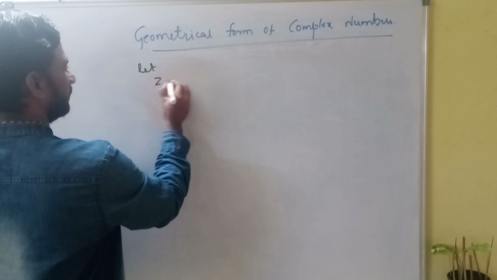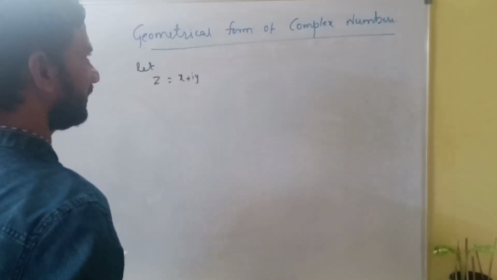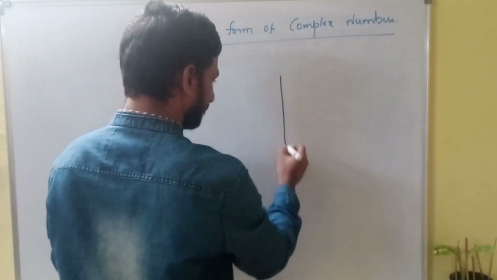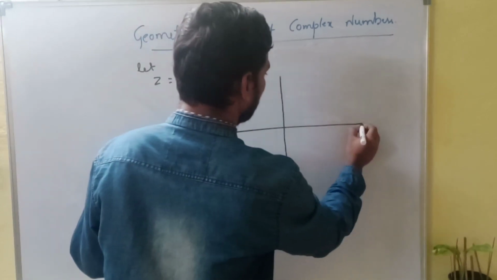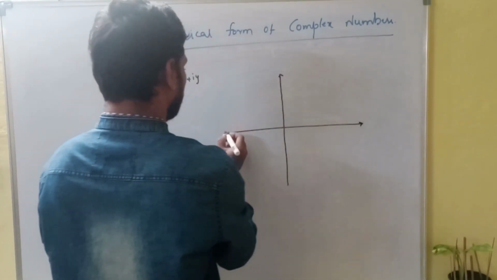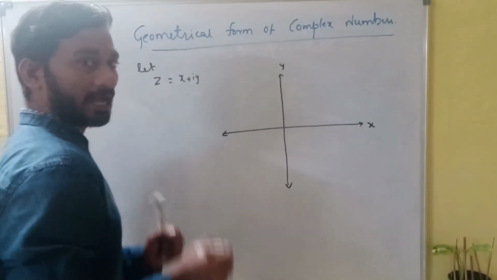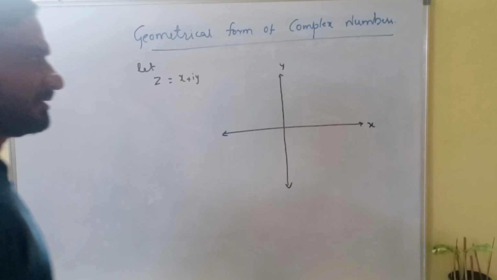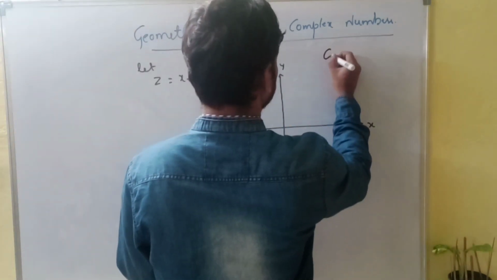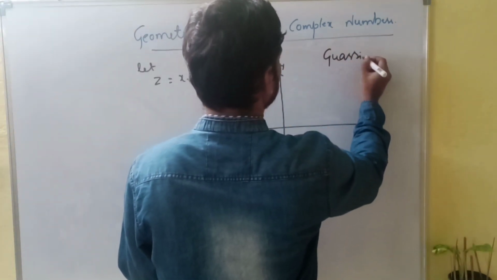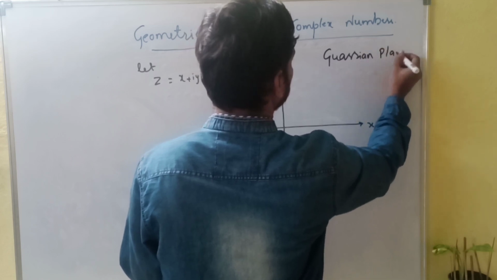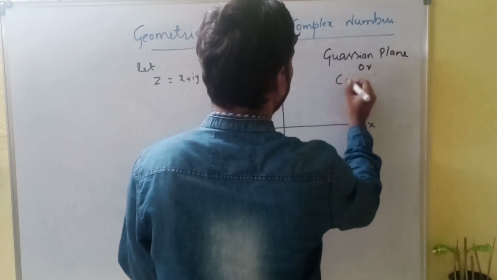As we know, let's z is equals to x plus iy. We have to represent this in the geometrical form. For that, I am taking geometrical coordinate axis. This is x and this is y. In the complex number, this plane is called as Gaussian plane, or complex plane.